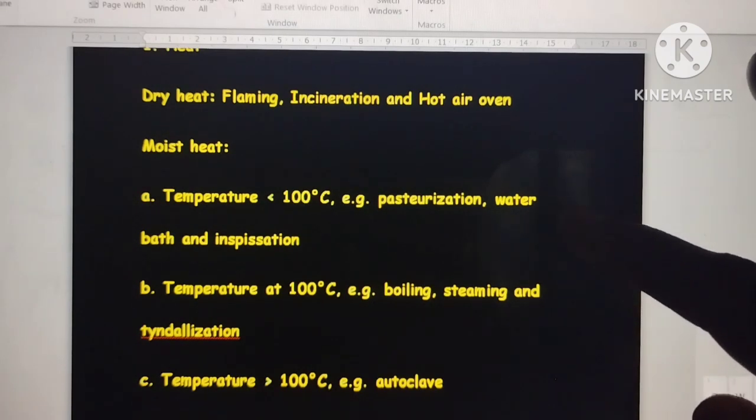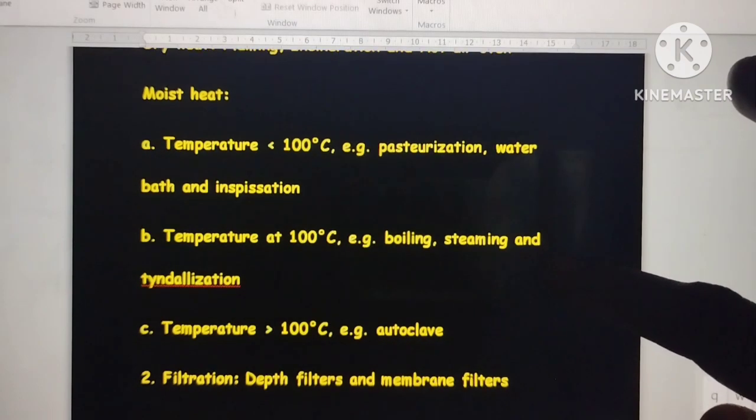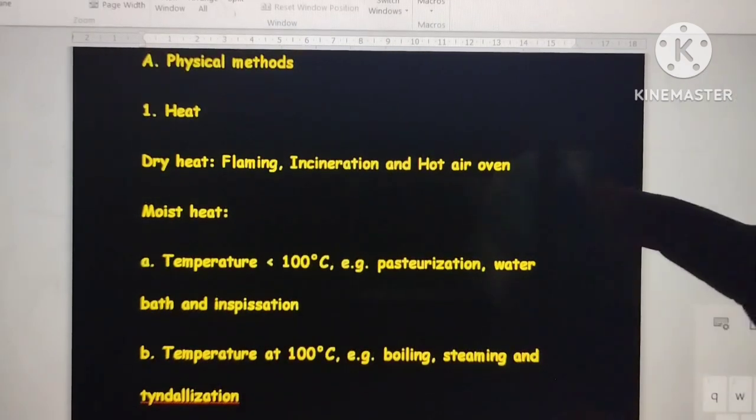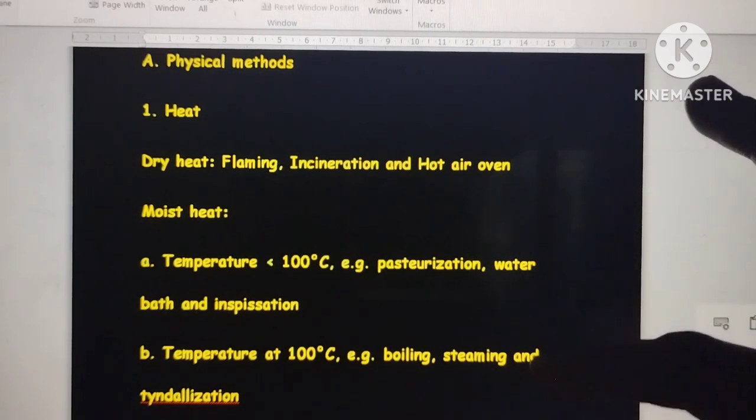So less than 100 is pasteurization, water bath and inspissation. At 100 is boiling, steaming and tyndallization, and more than 100 is autoclave. So friends, again I am saying this, anything can be asked. Here each and every point is important in this classification.